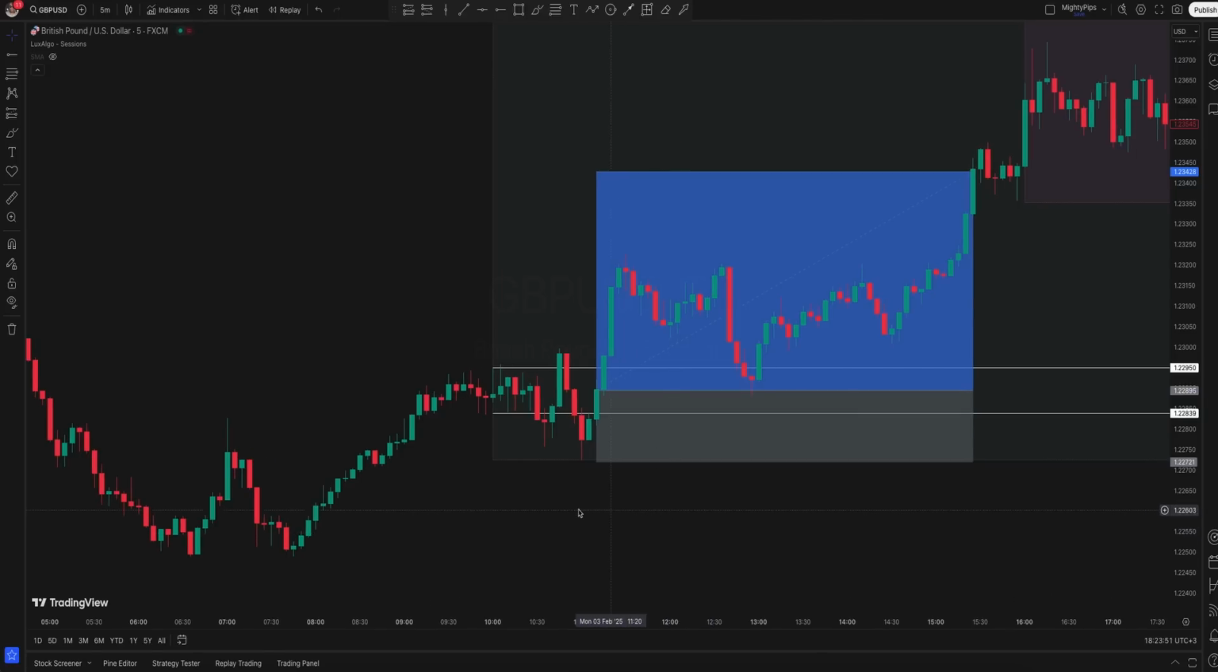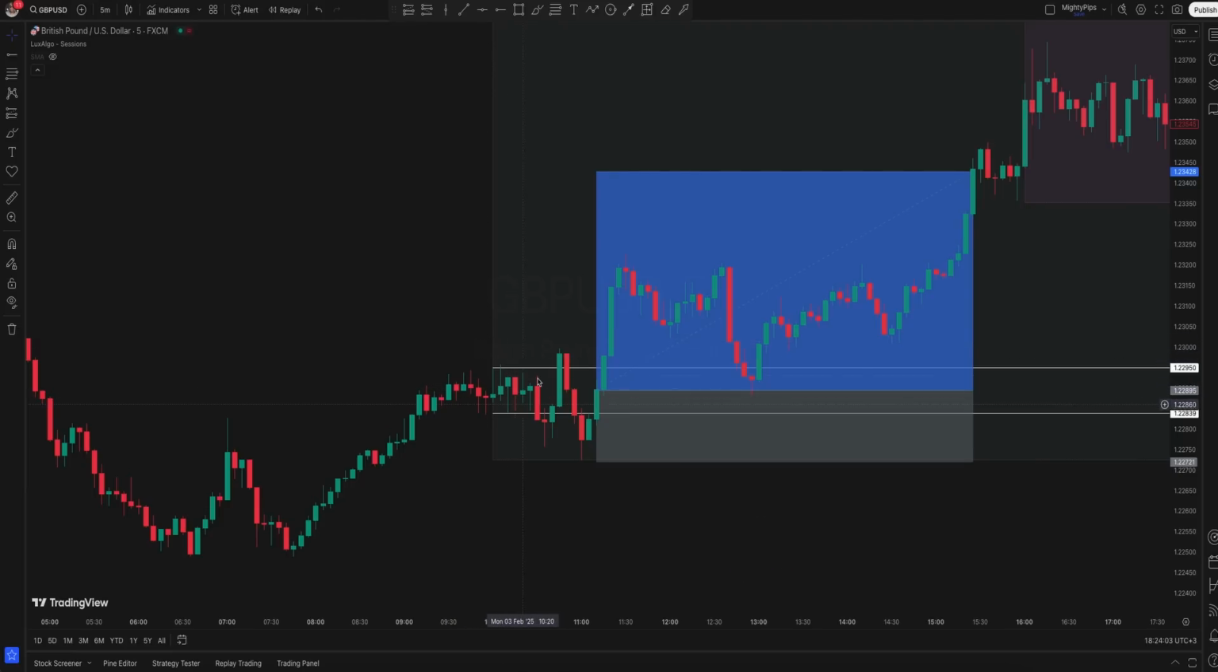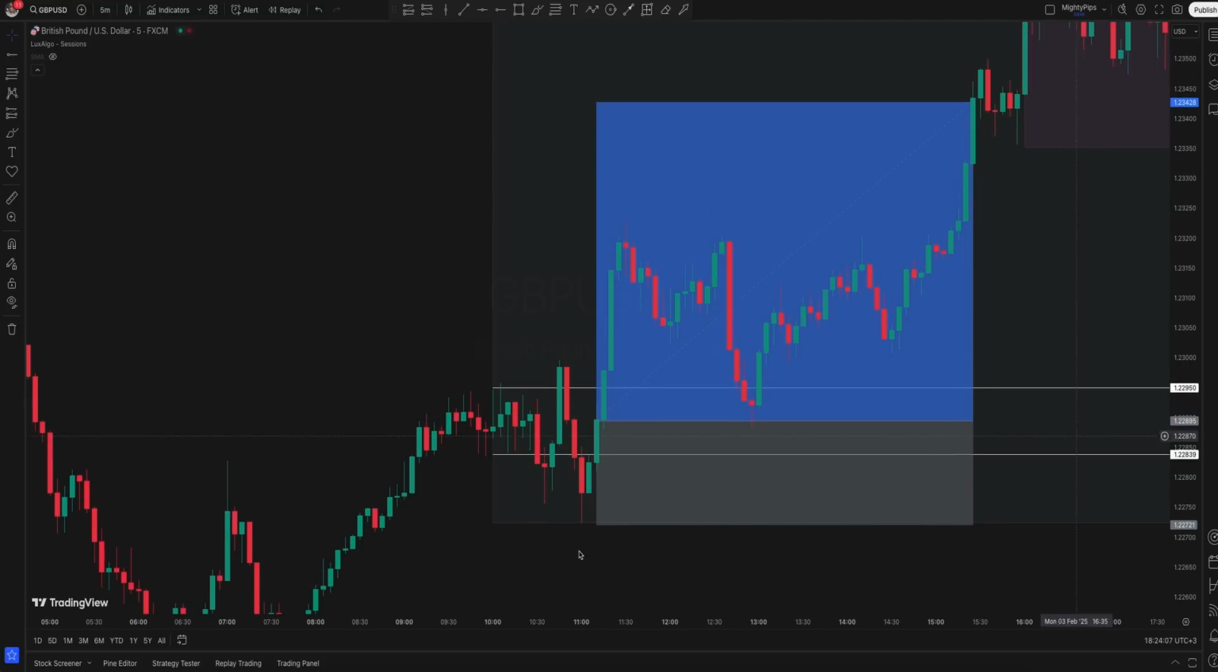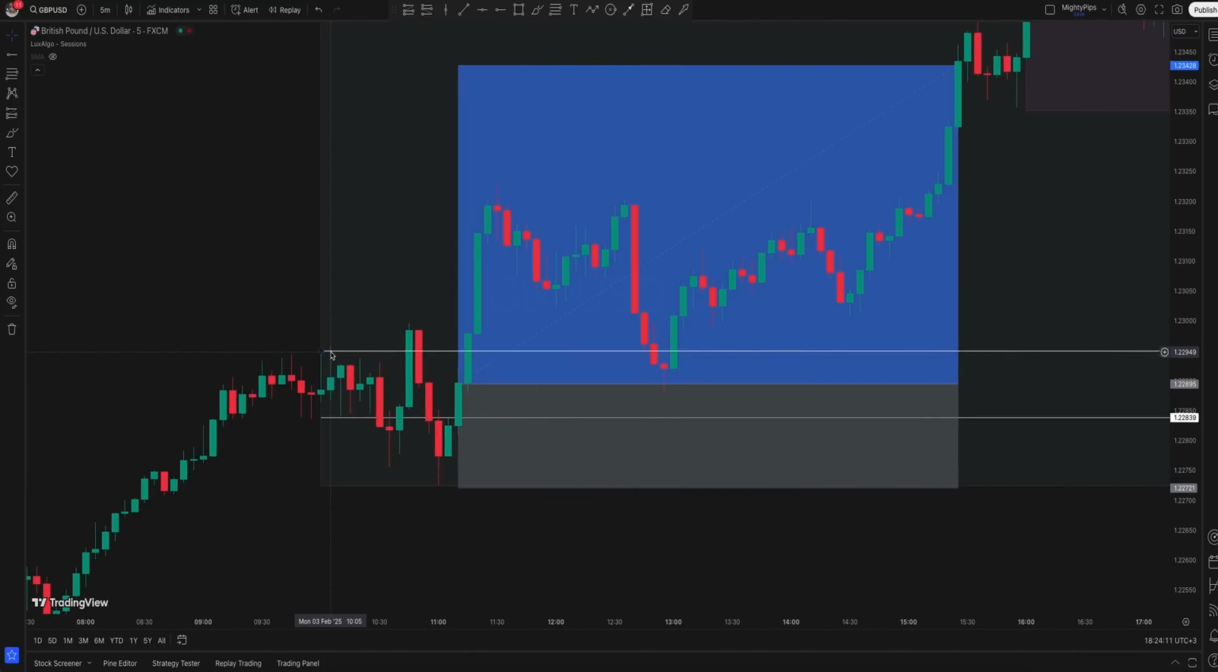So let me just repeat. You want to draw your lines on the 30 minutes chart on the first candle of the London session. You come down to the 5-minute chart or 1-minute chart, and then you want to wait for a break above or below, whichever comes first. If the market breaks above the line to the top first, then your bias is going to be bullish for the day.